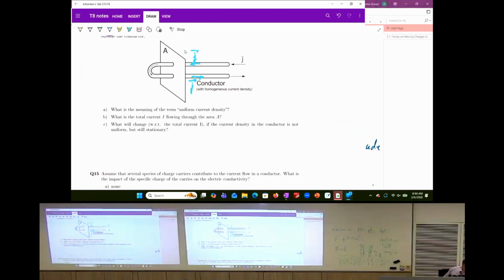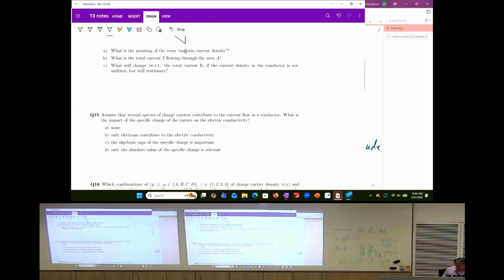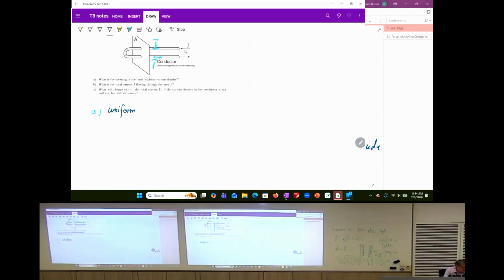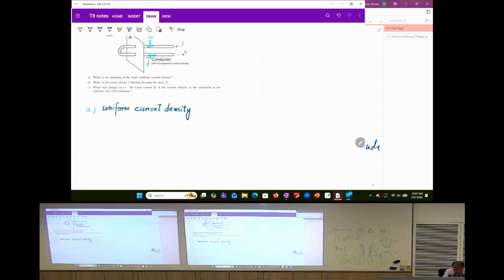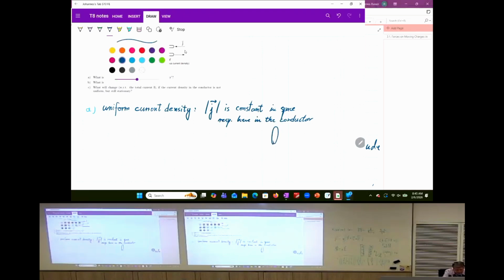So what is the meaning of the term uniform current density? Uniform current density means that the current density is constant all over in space, everywhere in the conductor, in this specific example, but in general, it is uniform. That means the magnitude is constant in space, or respectively here in the conductor. So if you look at the conductor, this is the cross section of your conductor. If you describe that by the field lines, they are everywhere of the same magnitude. They are not decaying, for example, towards the outside or inside of the conductor.